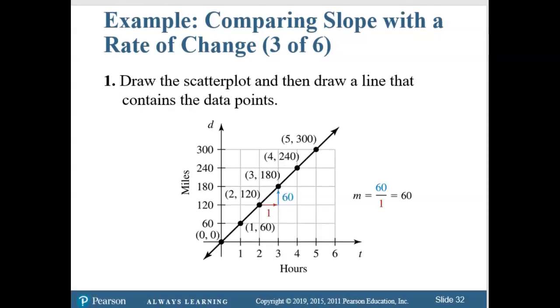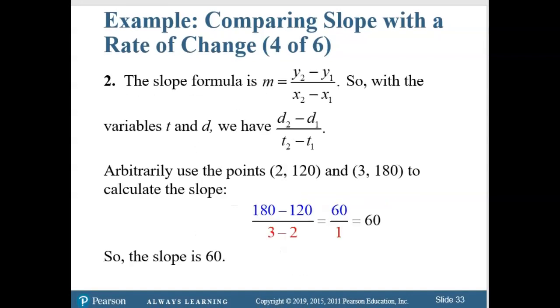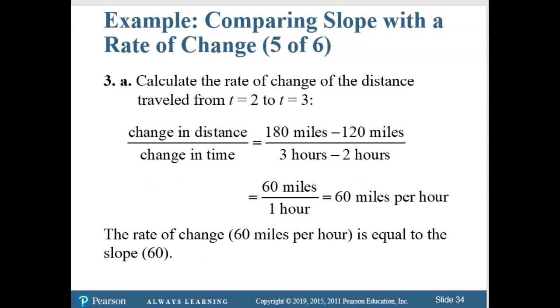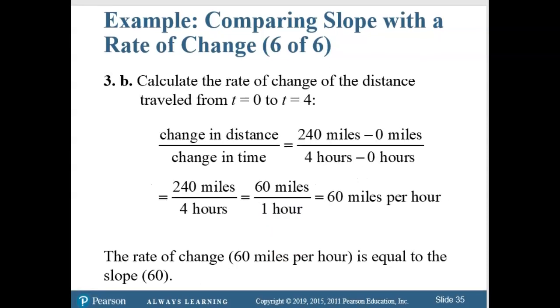Now, if we were to look at this on our screen, you should have something that looks like this. Sorry, it's skipping ahead on me, but that's fine. So comparing slopes, you're going to look at the slopes between 2 and 3, means you're also comparing the outputs between 120 and 180. So you find that the slope is 60. Now, you can also do it between 0 and 4. Between 0 and 4, you're looking at between 240 miles and 0 miles in 4 hours and 0 hours. That is 60 miles per hour also.